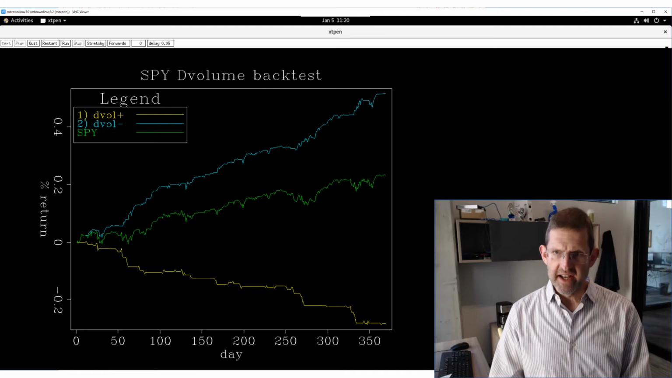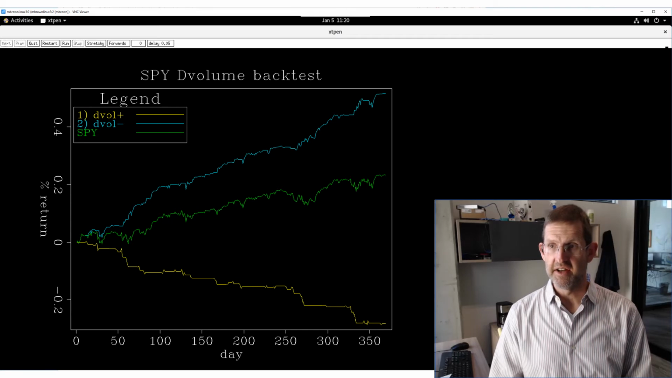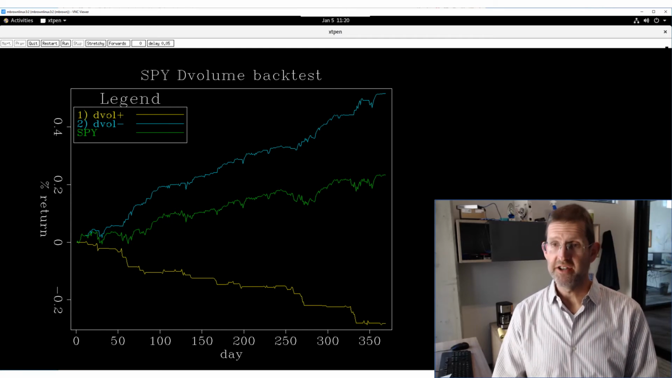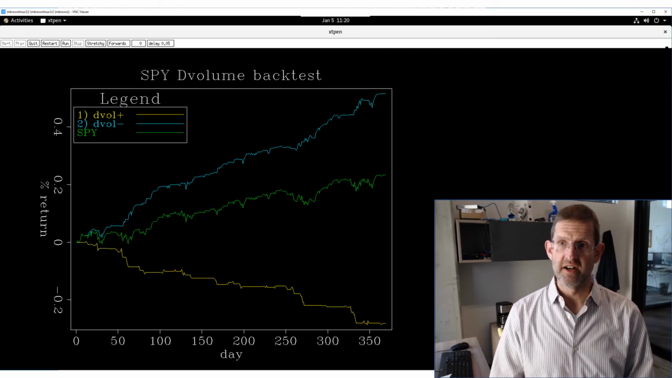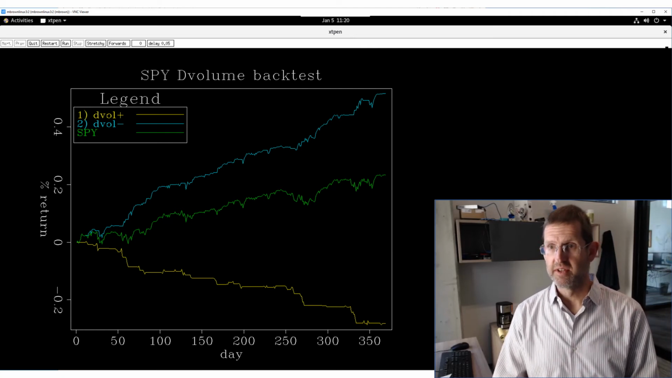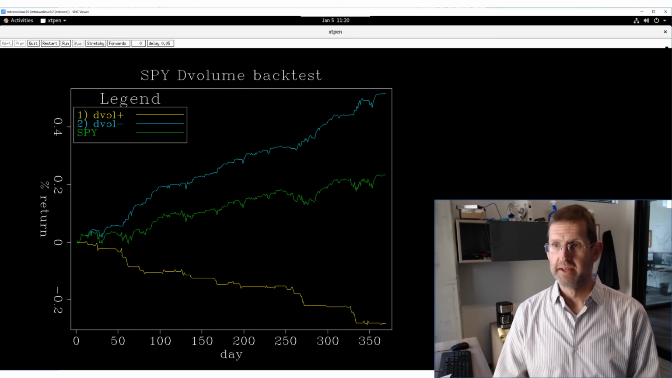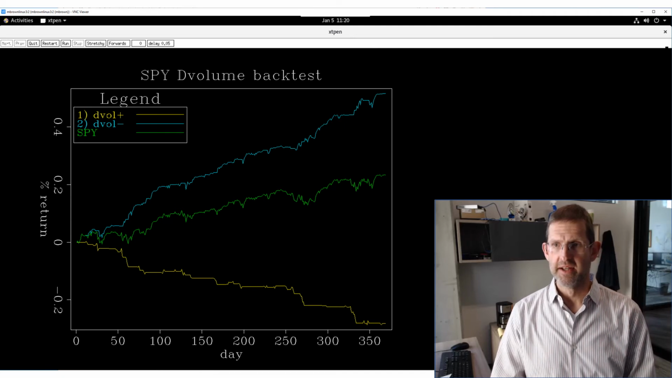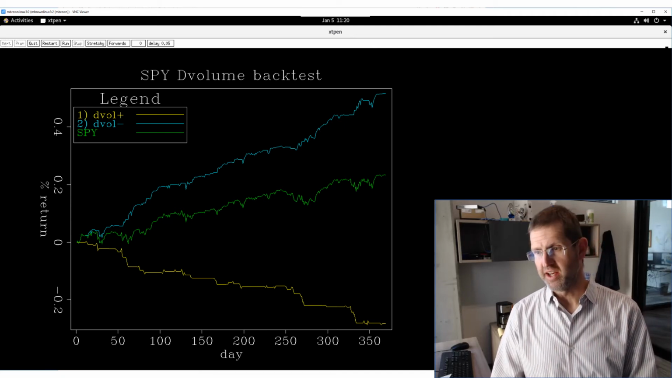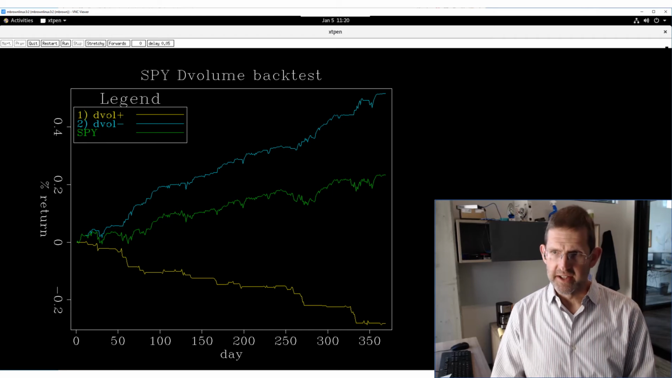It means that the D-volume signal helps to keep you out of trouble. So here's a back test of the D-volume strategy. Yellow is a cumulative return of the SPY on days when the D-volume signal was bearish. It's pointed downward, which is good. Blue is a cumulative return on days when the signal was bullish, and it's pointing upward, which is good. So in this back test, the D-volume signal would have basically doubled our annual return over the SPY, which is green, while reducing the volatility.